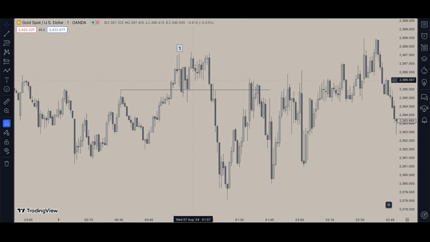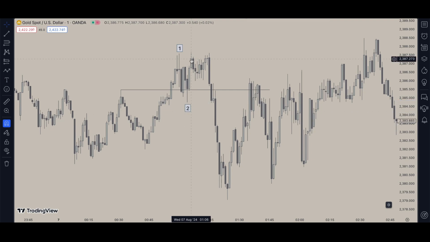Now we're waiting for price to take out number 1. So this is our number 1 level at 2,387, and that level is taken over here by this candle. As soon as it does that, we look back and find the lowest low, and the low is over here. Mark that out as number 2.